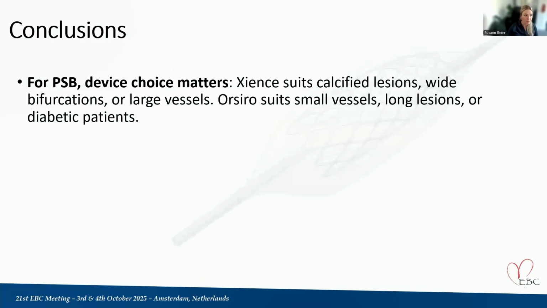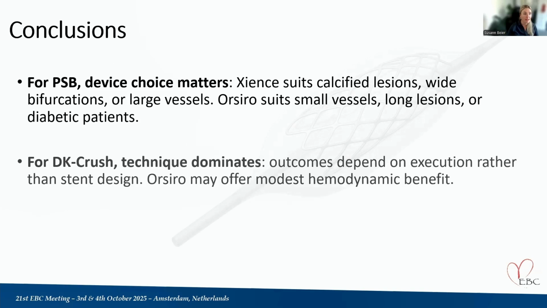Now, in conclusion, for the provisional side branch stenting, the device choice matters. Overall, we can conclude that the Science-Sierra suits more calcified lesions, wider bifurcations, and larger vessels. The Ozyro, on the other hand, would be favorable for smaller vessels, long lesions, or even diabetic patients because of its higher flexibility and better hemodynamic profile, which is more prominent in smaller vessels.